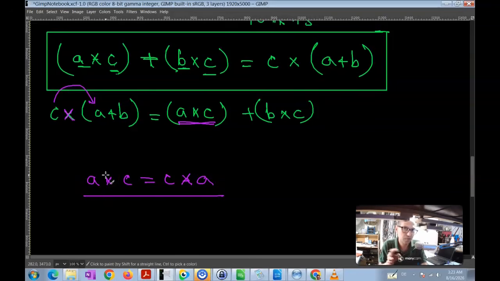Meaning 2 times 5 is equal to 5 times 2. So essentially multiplication is commutative. You can just change the order of the numbers and then the result is going to be the same. So then you can see that c times a, which is a times c, which is the same thing, and over here you can see c times b, or essentially b times c, which is the same thing.